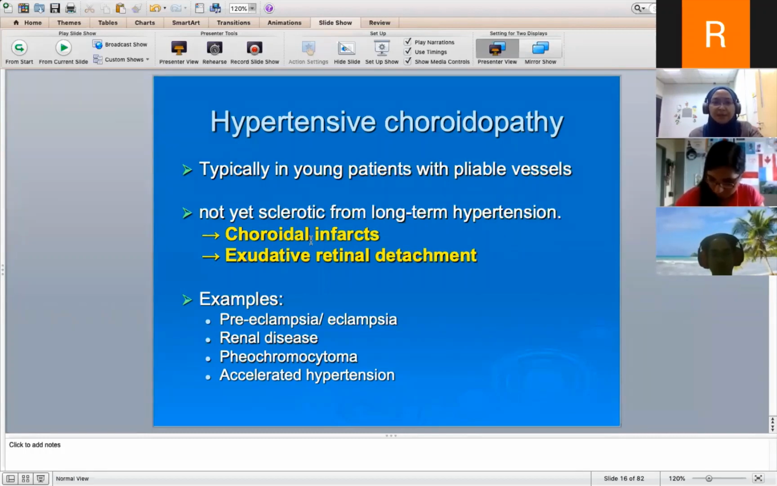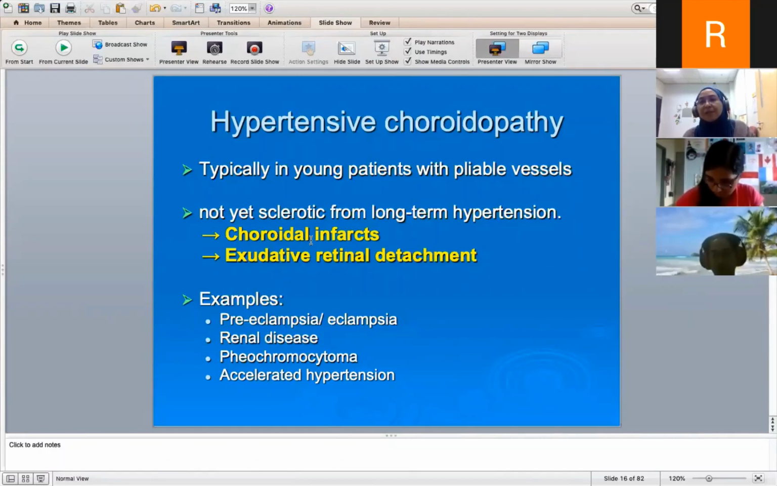Remember your RPE? RPE should be a very tight junction. What does RPE do? It is a barrier, right? It's a barrier whereby it keeps the wet choroid area from spilling into the retina layer. So it keeps the retina dry. So when there's an infarct in the choroid, it will also affect your RPE. Once the RPE is also infarcted, all the fluid from the choroid will go into the retinal space. So that's how you end up with exudative retinal detachment.